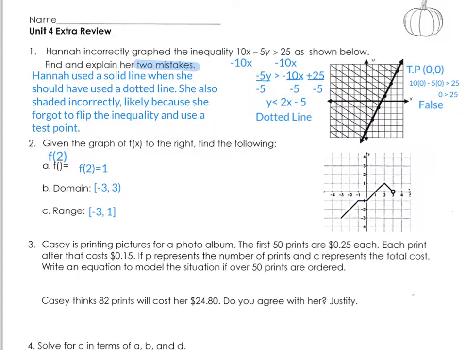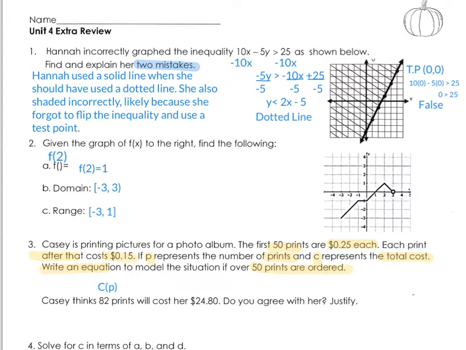Casey is printing pictures for a photo album, and the first 50 prints are 25 cents each. Each print after that costs 15 cents. If P represents the number of prints and C represents the total cost, write an equation to model the situation if over 50 prints are ordered. So I'm going to start off with C of P, which you didn't have to use because it didn't say a function, but I just like to. So C of P or just C equals is fine for this.